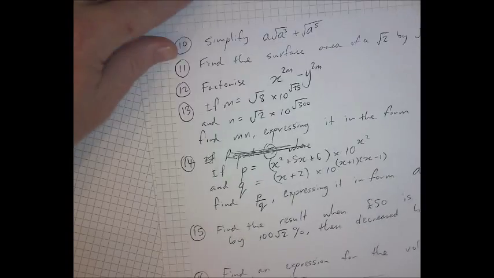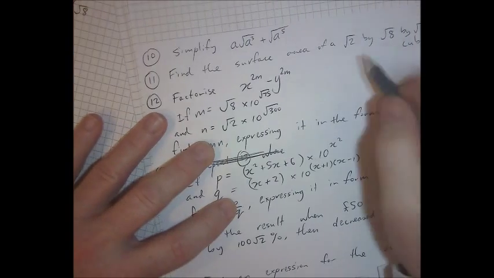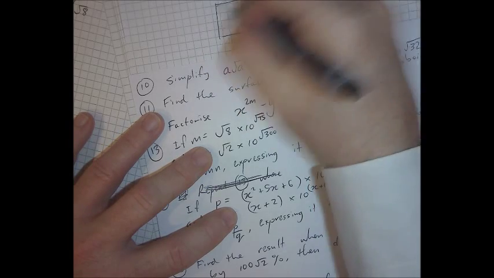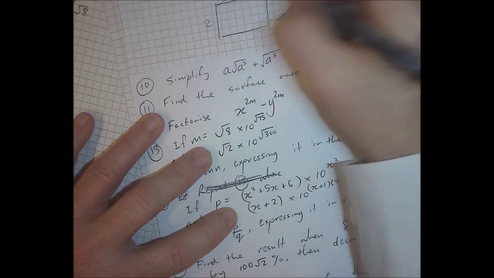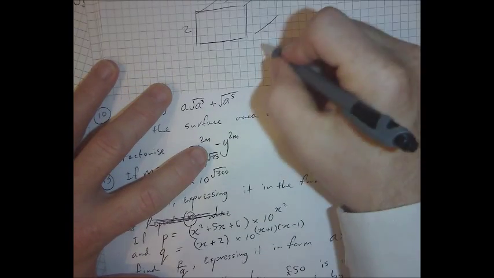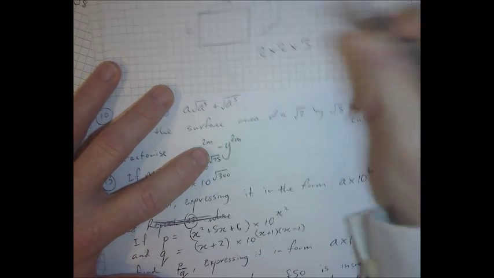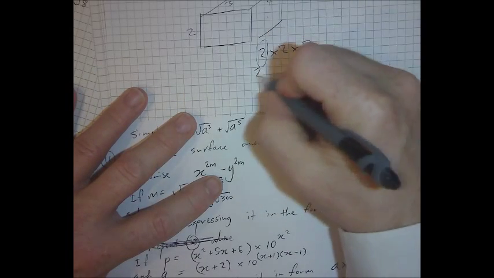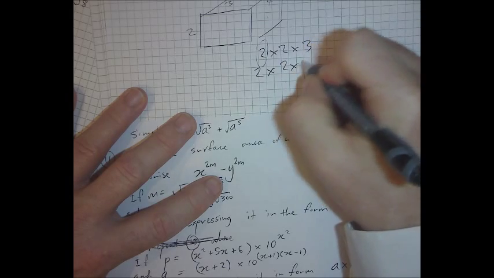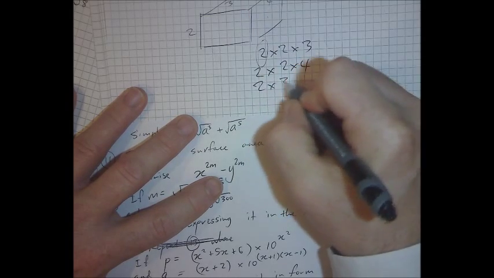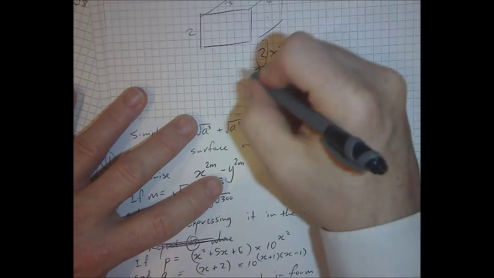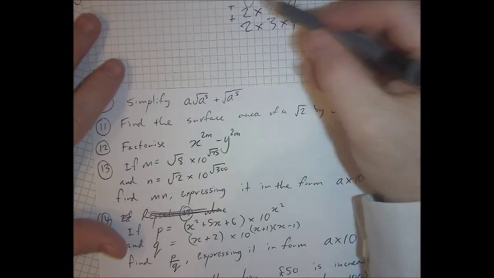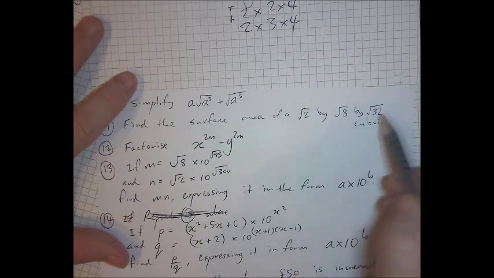Question number 11. Find the surface area of a root 2 by root 8 by root 32 cuboid. So let's imagine it was just 2, 3, 4. There'd be a front and a back: 2 times 3. The 2 expresses the fact there's a front and a back. There's a right and a left, so that's 2 times 2 times 4. And there's a top and a bottom, so that's 2 times 3 times 4. And then you add them together. So in other words, you need 3 multiplications by 2 of every possible pairing within this.